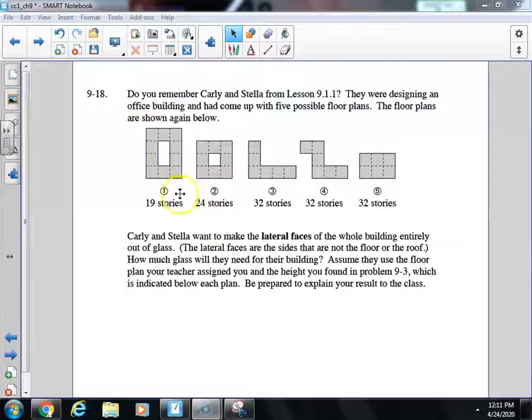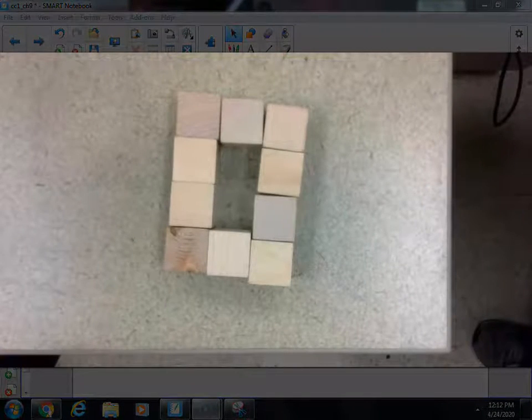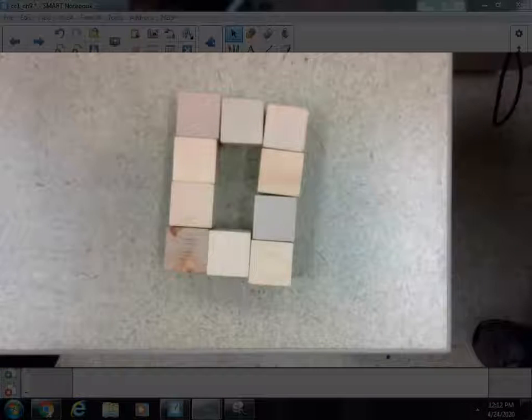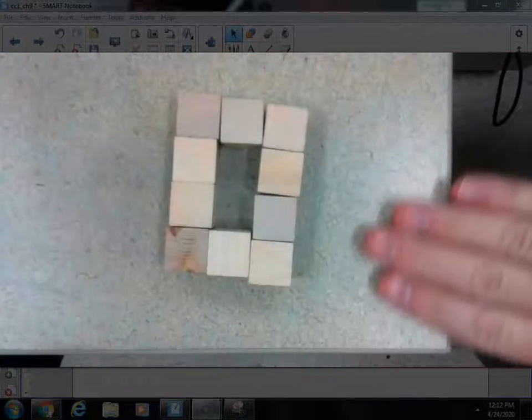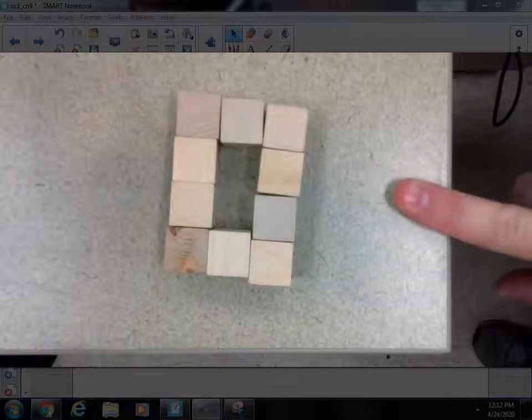All right, so remember that a lateral side is not including the top or the bottom, the roof or the floor. So if we go back to our drawing that we would have done earlier in the week, we would have had this as our first floor building. So what you guys see here is really the roof of the building. What would be below that along the desk here is the bottom, or the floor, of the building.